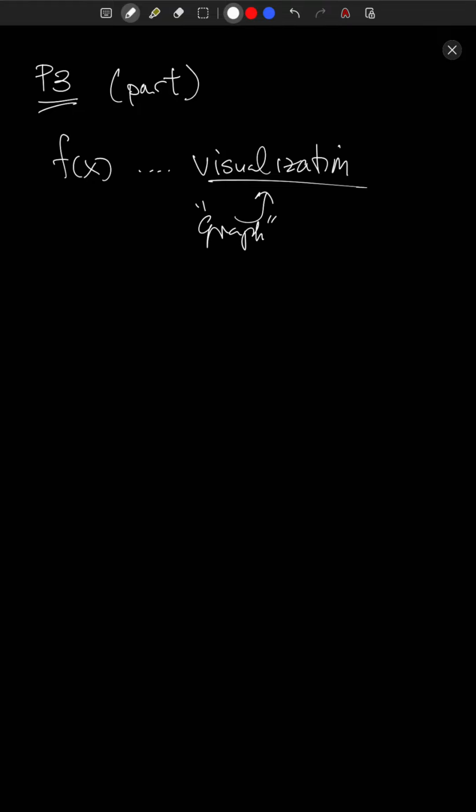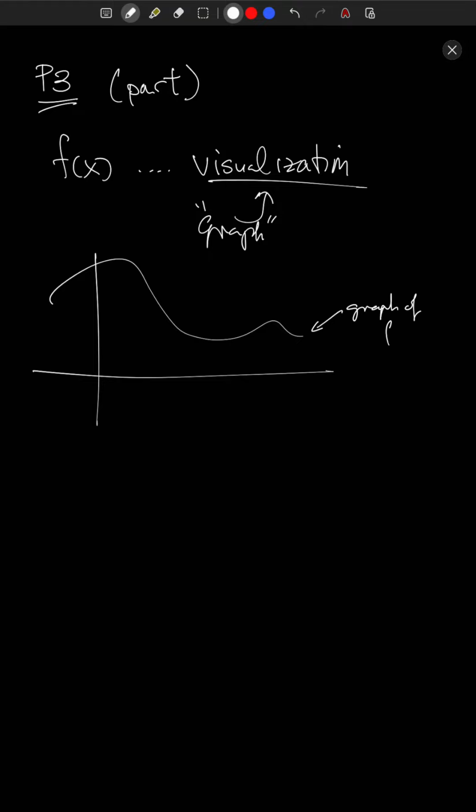Okay, so the graph of a function, we're going to use it to have a visual picture of how the function behaves. So how does a graph work? Well, if you have a function, a graph would look something like this. So let's say this is the graph of f of x.